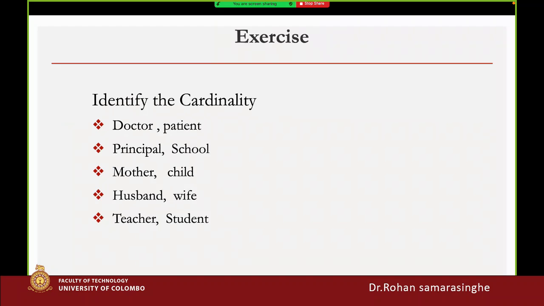So identify the cardinality of this one. Doctor, patients, principal, school, mother, child, husband, wife, teacher, student. So what are the relationships, the cardinality ratios, of these? Doctor, patients.